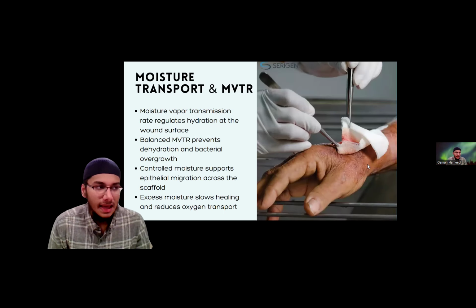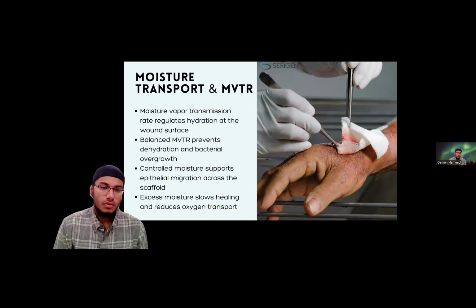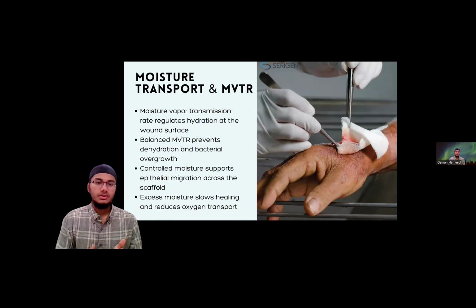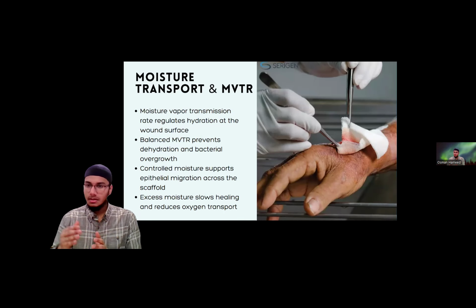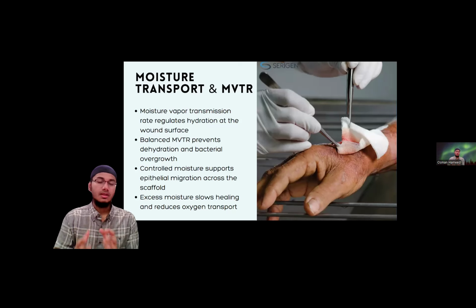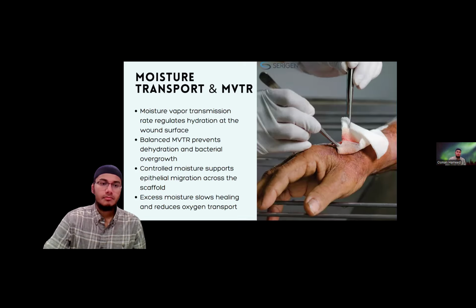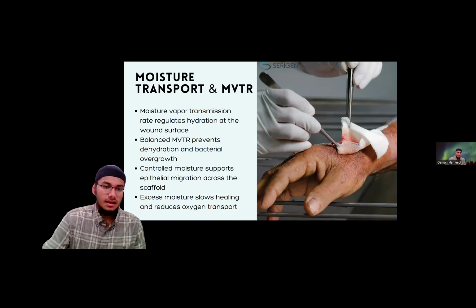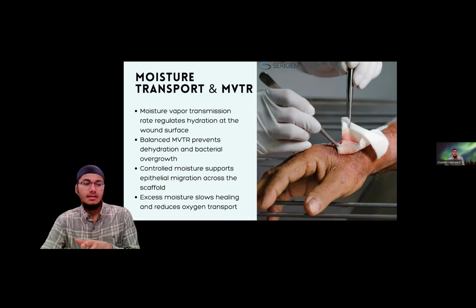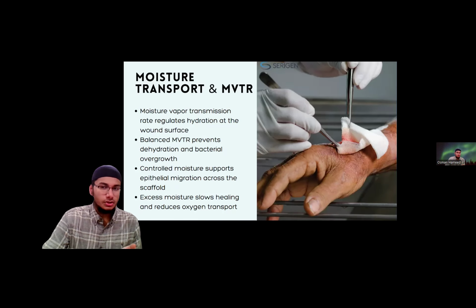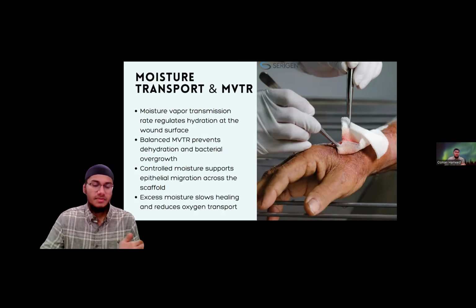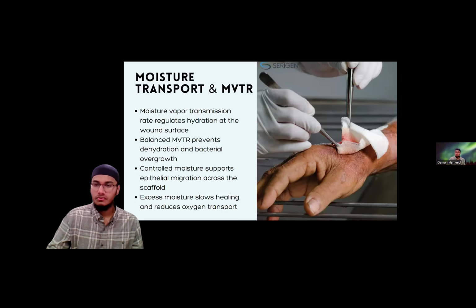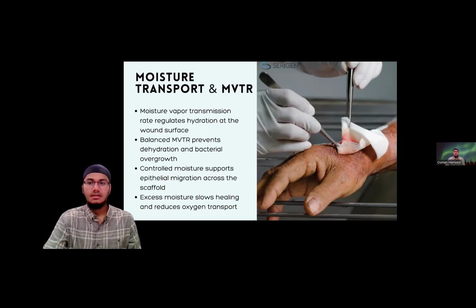So moisture transport and MVTR. For this slide, I'm going to be talking about how moisture is not just something that can be considered on the side. It's one of the core parts of whether a scaffold is going to be successful or not. With MVTR, you need to make sure that the water vapor is controlled enough that it's not too much and it's not too little as well. So MVTR being moisture vapor transmission rate. This is something that's very important with diffusion and something extremely important for the skin.